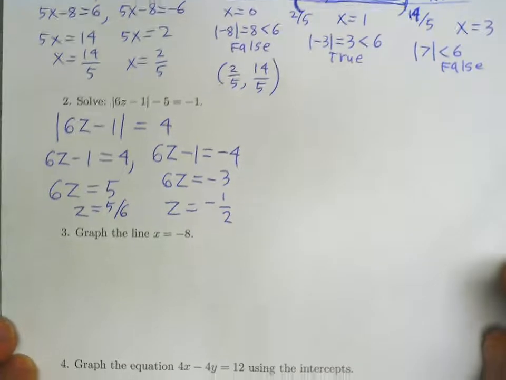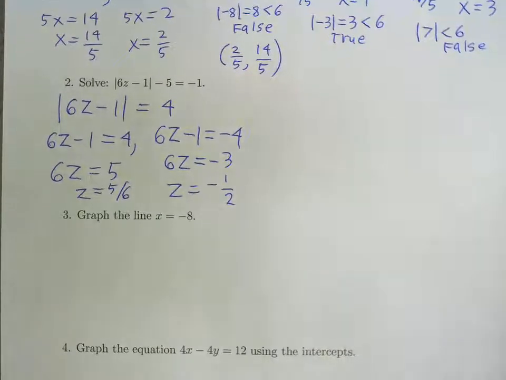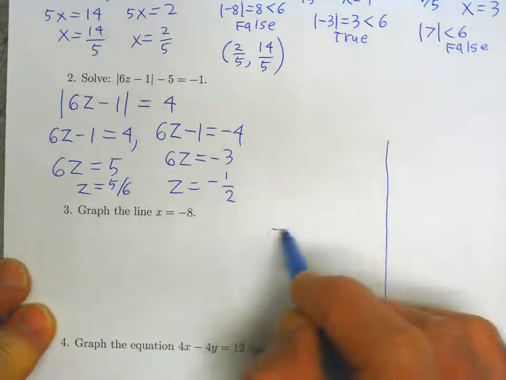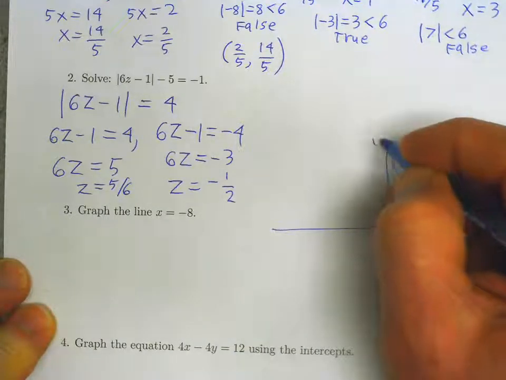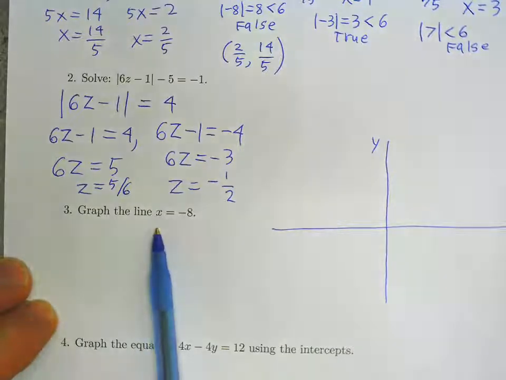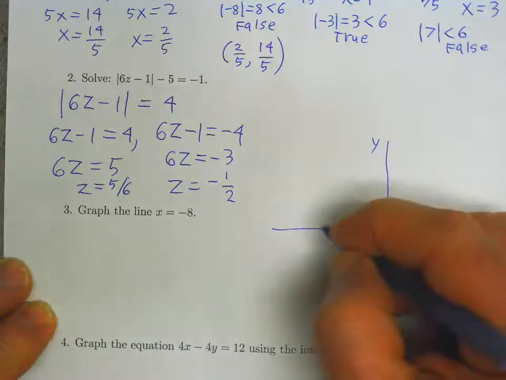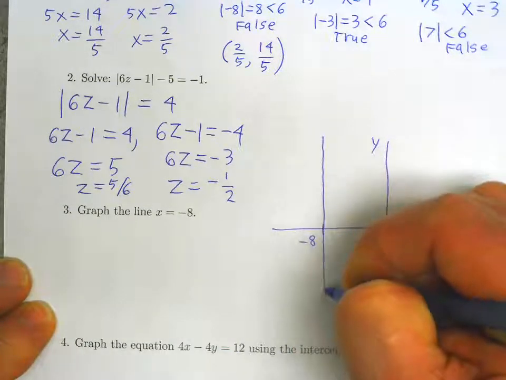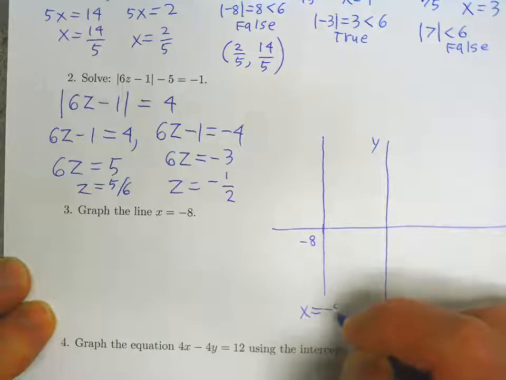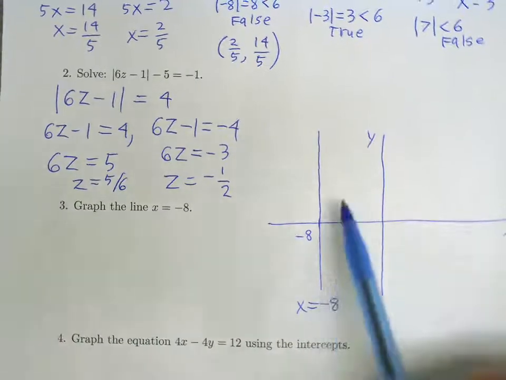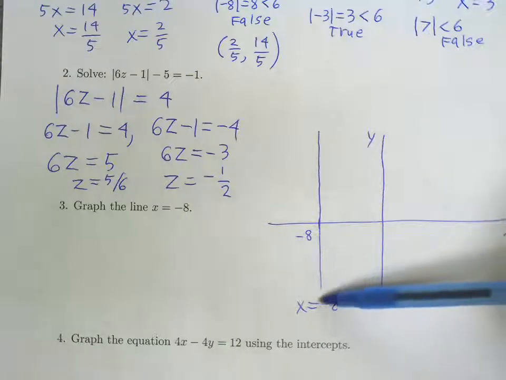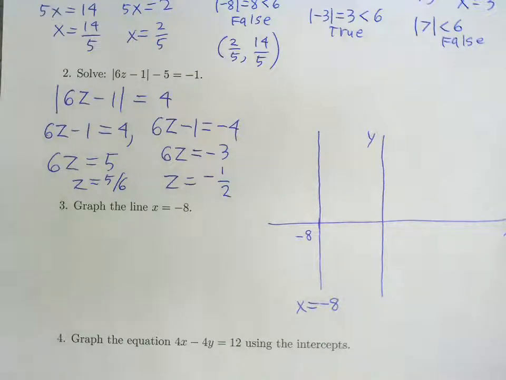In number 3, it says graph the line x equals negative 8. Okay, so in the xy plane, the line x equals negative 8 is a vertical line. So x equals negative 8 is the equation of this vertical line because every x coordinate is negative 8. Okay, so that's all there is to that one.